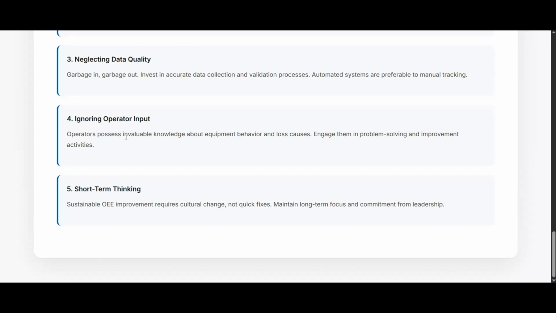If you treat it like a one-off project, results will fade just as quickly as they appear. Sustainable OEE improvement means embedding it into your daily operations, training your people, and nurturing a mindset of continuous growth. In other words, it is not a sprint, it's a marathon that rewards those who stay the course.